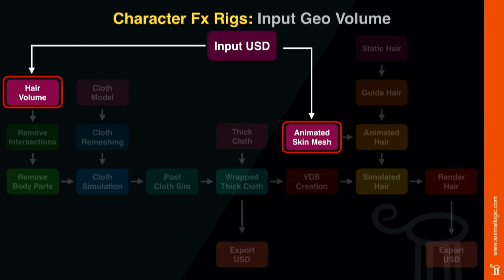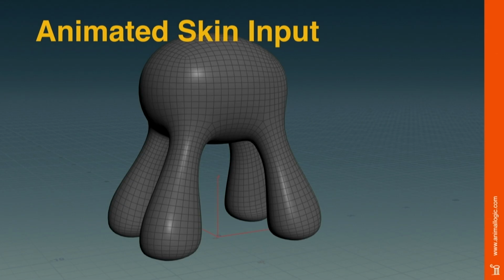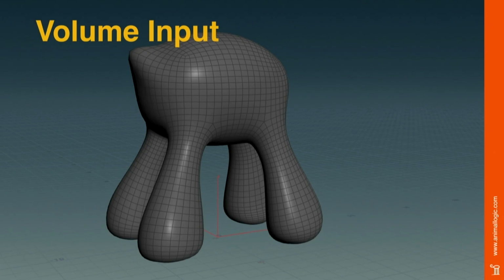And the first two parts of that we use are something we call an animated skin mesh and a hair volume. Now, the animated skin mesh, this is just the basic part of the body that the fur is eventually going to attach to. The volume input roughly estimates about 60 to 70% of the length of the fur once it's attached to the smaller skin geo. And this geometry is what the cloth is going to collide against.